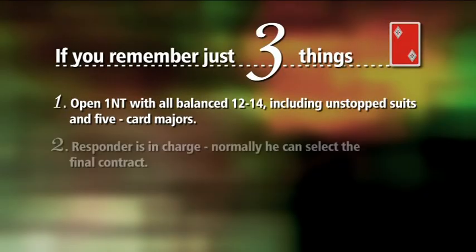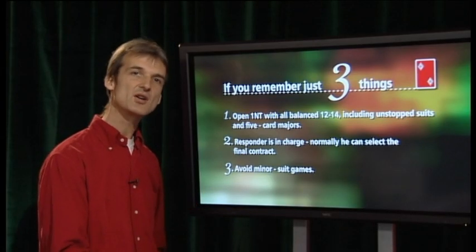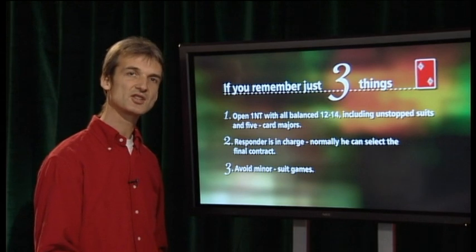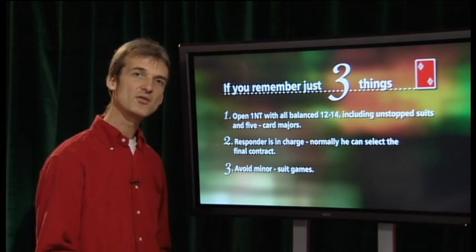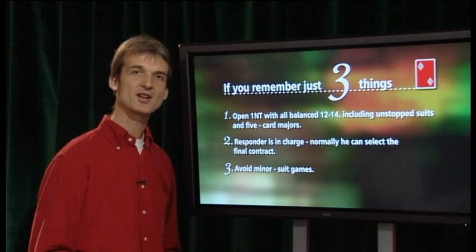Second point, when partners open the bidding 1 no trump and describe their hand so accurately, the responder is the boss of the auction, and normally he can select the final contract right away. So let's have a look at the third point now. Avoid minor suit games. Don't avoid minor suits at lower levels, but once you realise that the partnership have enough strength for game, then avoid the dreaded 5 clubs and 5 diamonds and rather play in 3 no trumps.